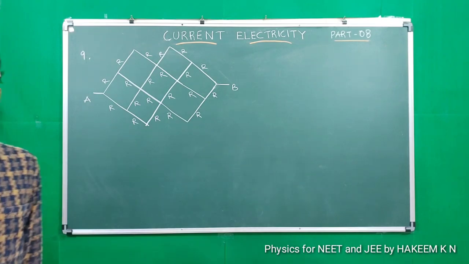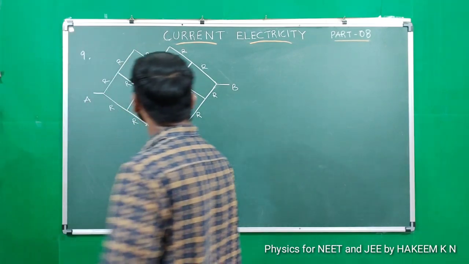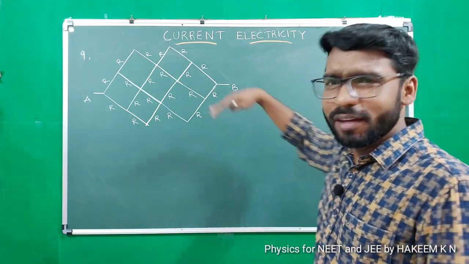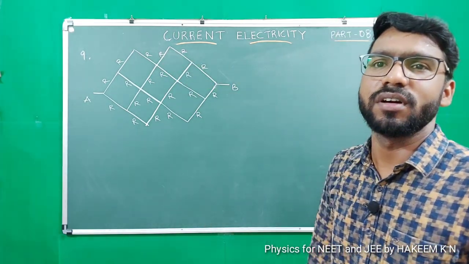Next question. All arms have the same resistance capital R.